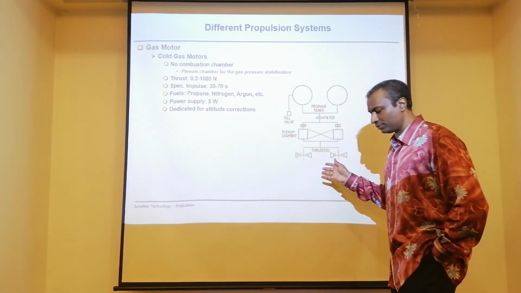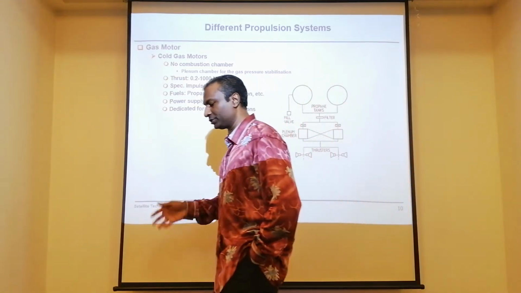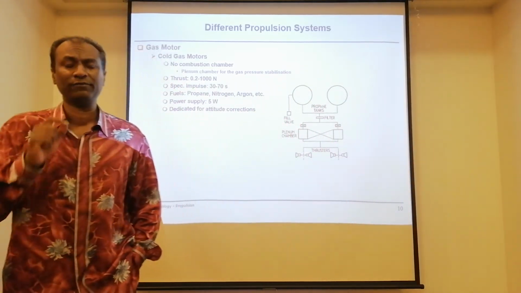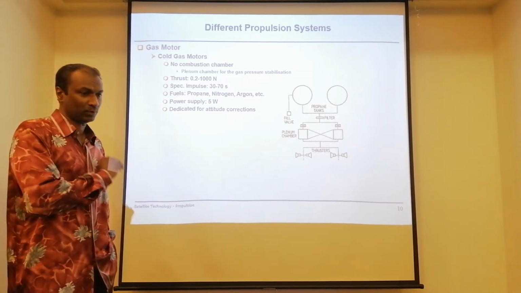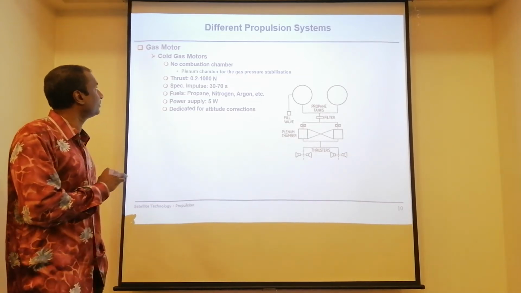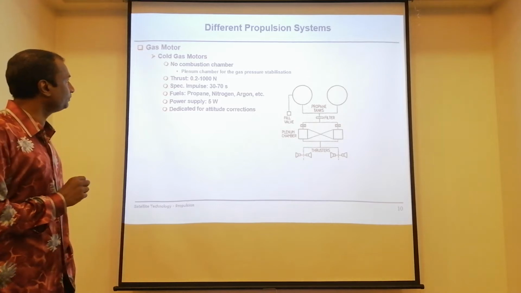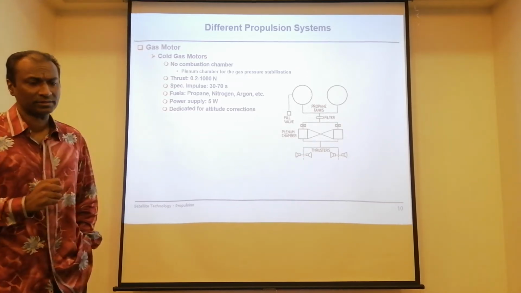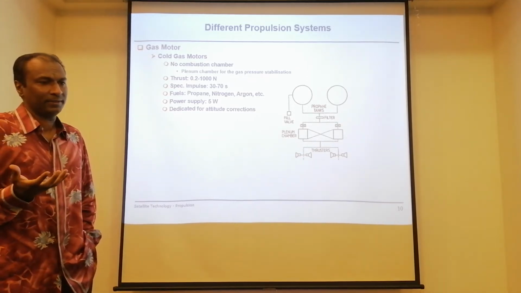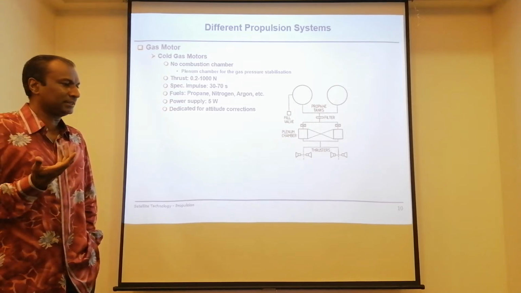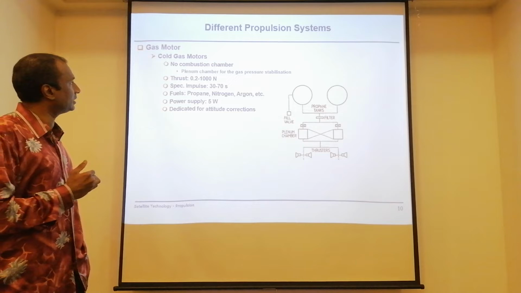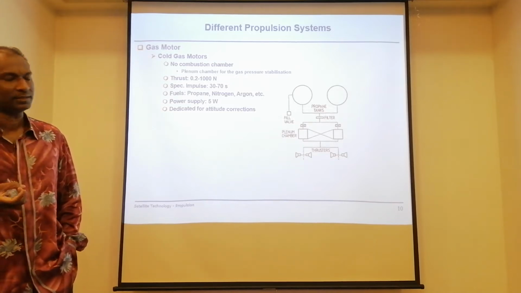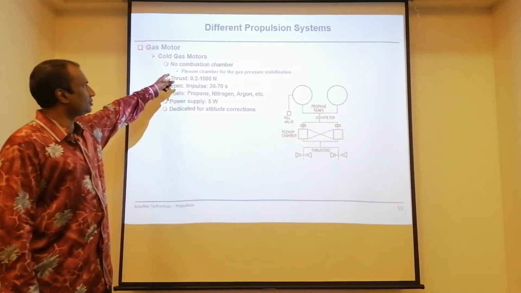All right, now different propulsion systems. Again, what we are going to look at here are different propulsion systems, specifically for satellites, and here is what is commonly used. First one is the cold gas motor. So that means cold gas. The term itself tells us. There is no chamber to burn. You don't need to actually burn. So there is no combustion chamber.